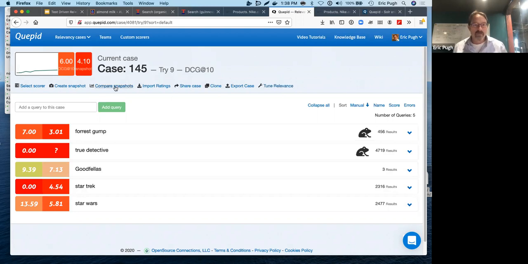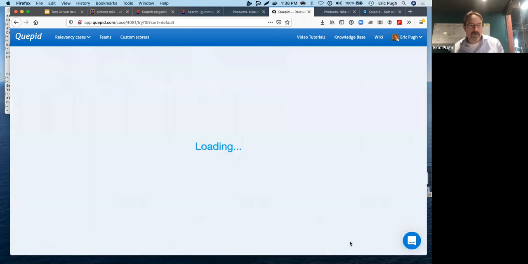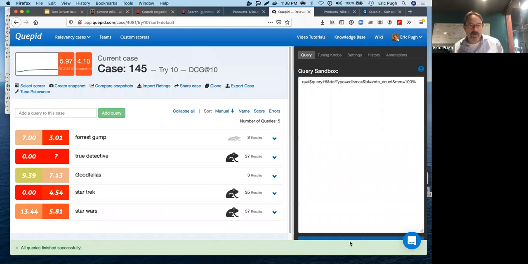I'm a little curious. I'm going to add a magic parameter. Let's see if this works. Must match. See if this fixes my Star Trek.